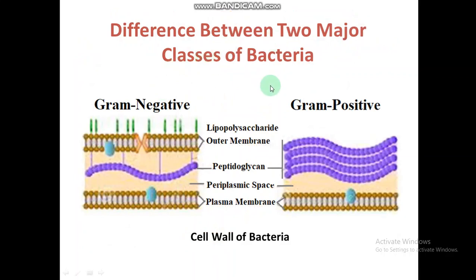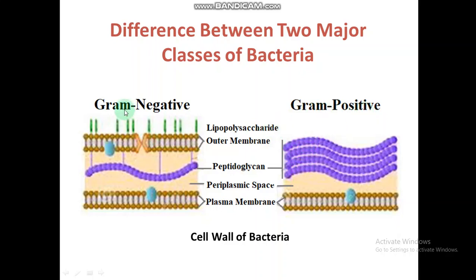The difference between two major classes of bacteria, gram-negative and positive, depends on the structure of the cell wall. The common things between gram-positive and negative bacteria are the cell membrane, which is present in both, then the periplasmic space, and then peptidoglycan. A thin layer of peptidoglycan is present in gram-negative bacteria, whereas a thick layer of peptidoglycan is present in gram-positive bacteria.